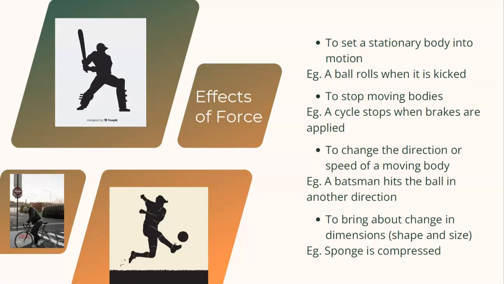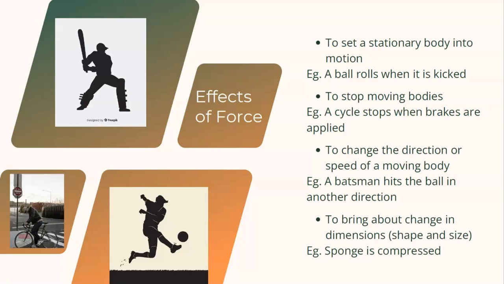Third one, to change the direction or speed of a moving body. Any object that is moving, its direction and its speed can be changed by the application of force. For example, when a bowler is bowling and a batsman hits it with his bat, the batsman will change the direction of the ball as well as the speed of the ball. Same thing happens in the game of football. One player is hitting the ball in one direction with one particular speed. If another player comes and hits the ball, the direction and speed of the ball will change. That's the third effect of force.